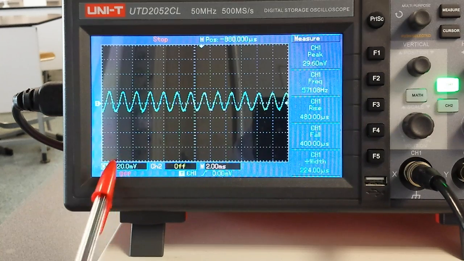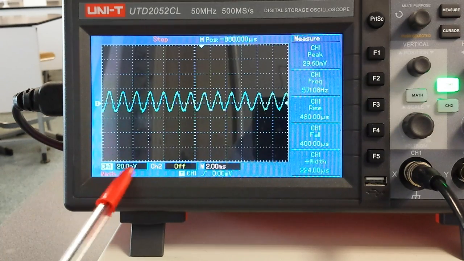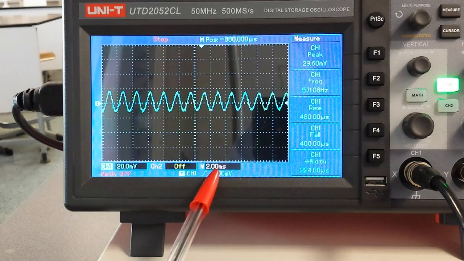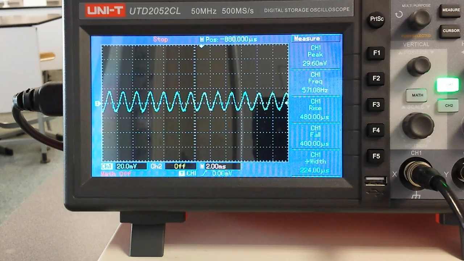We're on a Y scale of 20 millivolts, and the time base is 2 milliseconds, or 2 times 10 to the minus 3 seconds. So 571 hertz does seem to give a regular frequency. Let's see what else we can look at.